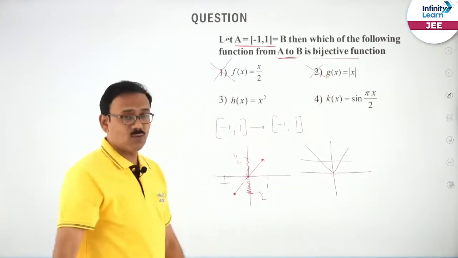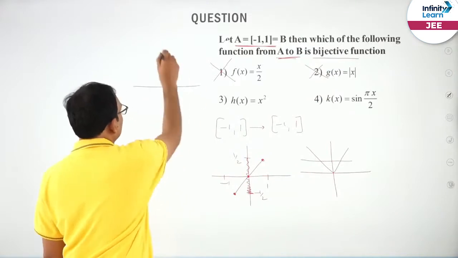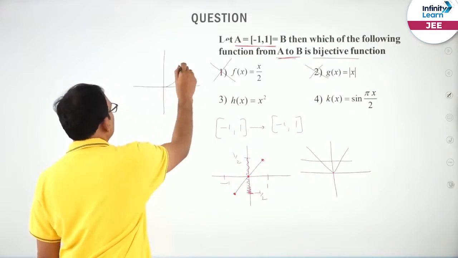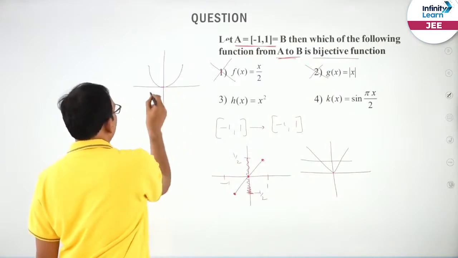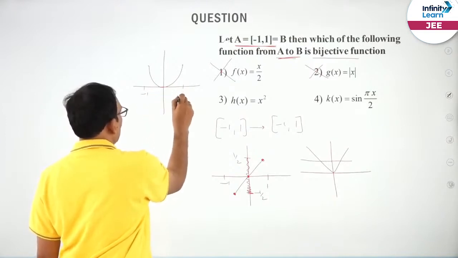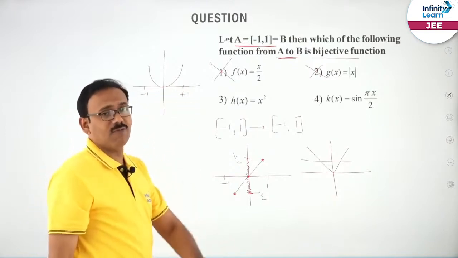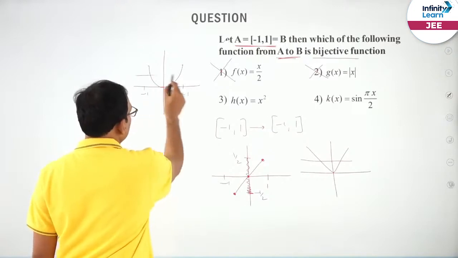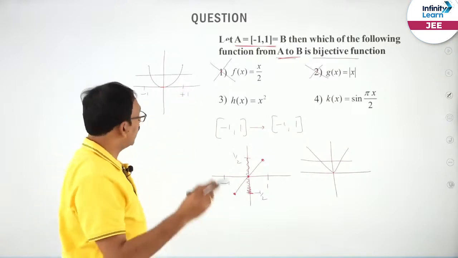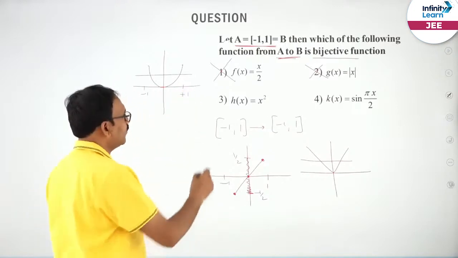What about x square? Even x square's graph you can imagine from minus 1 to 1, it will be like this. Even this curve, my dear students, is not 1-1, because a horizontal line is going to cut the curve at more than one point.